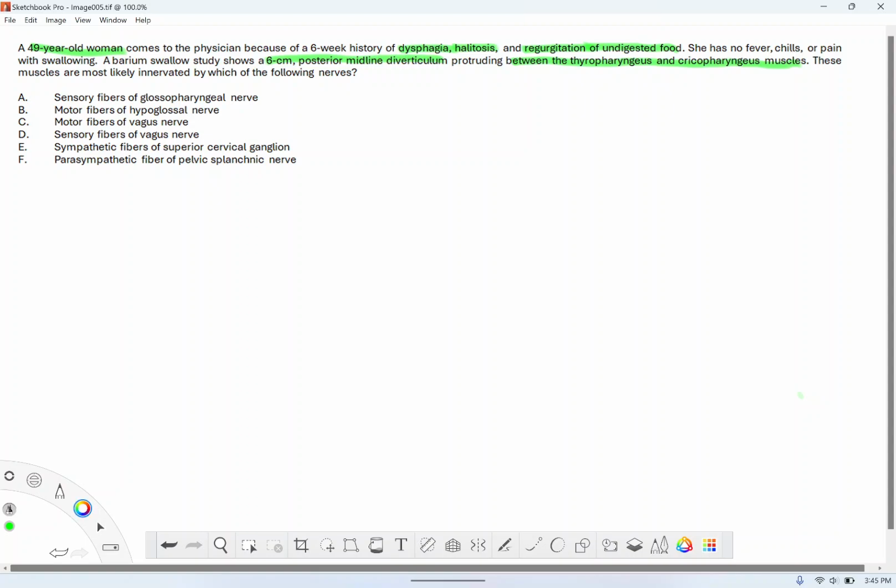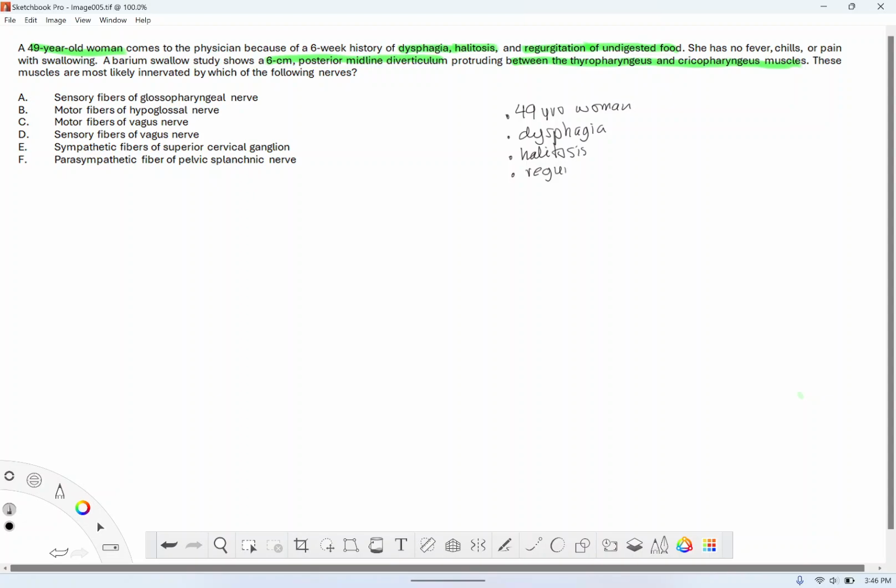Okay, so this question is a two-step question. First, they want you to diagnose it, then they want you to know what innervates the muscles involved in this scenario. Let's diagnose it first. Age is important because of this condition, let's say, 49-year-old woman. So there you go. And then we have symptoms of dysphagia, halitosis, and then regurgitation of undigested food.